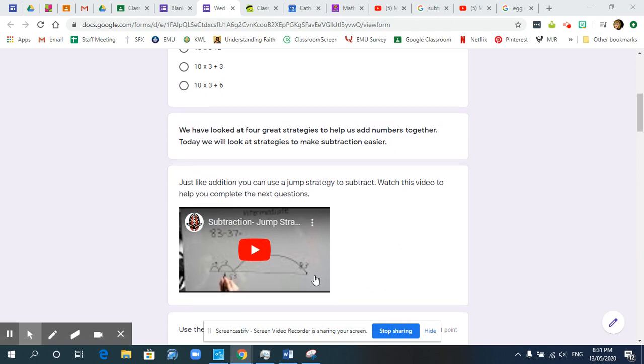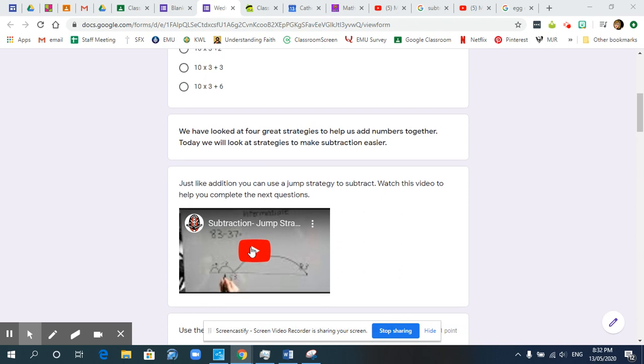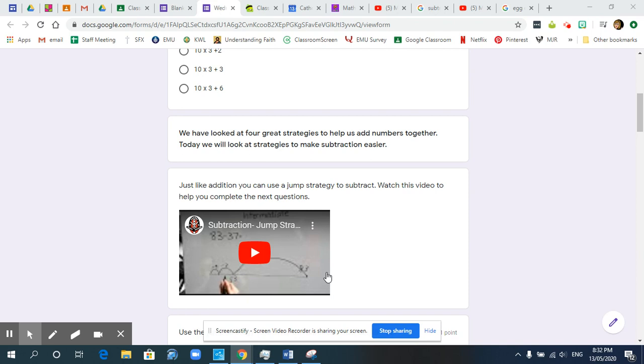Just like addition, you can use the jump strategy to subtract. You need to watch this video. There's some children in there that will show you how to use your number line, and you'll need to use the number line that's on the link page for today to do your subtractions using the jump strategy.